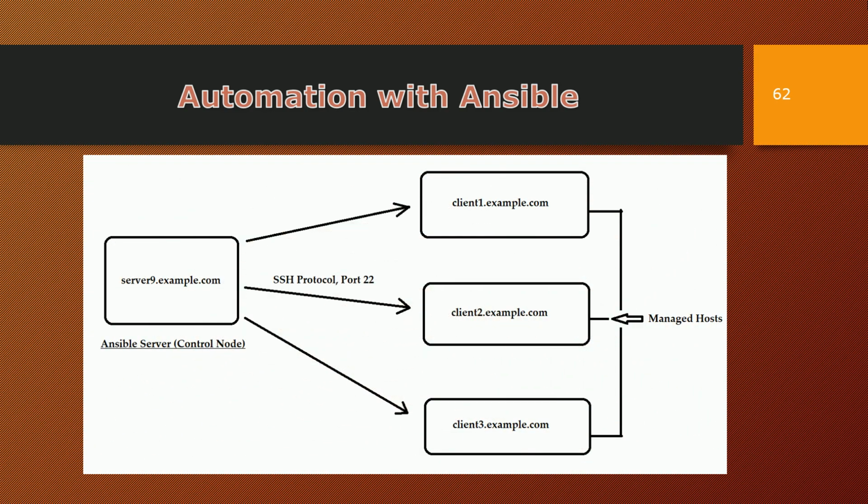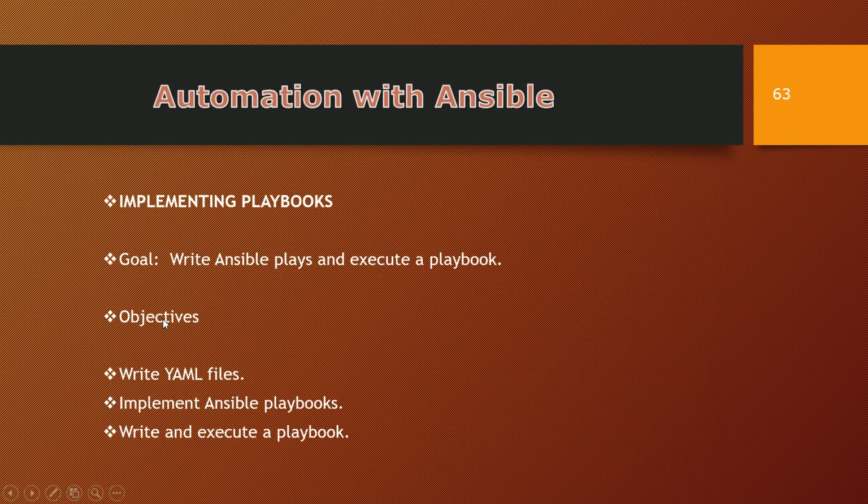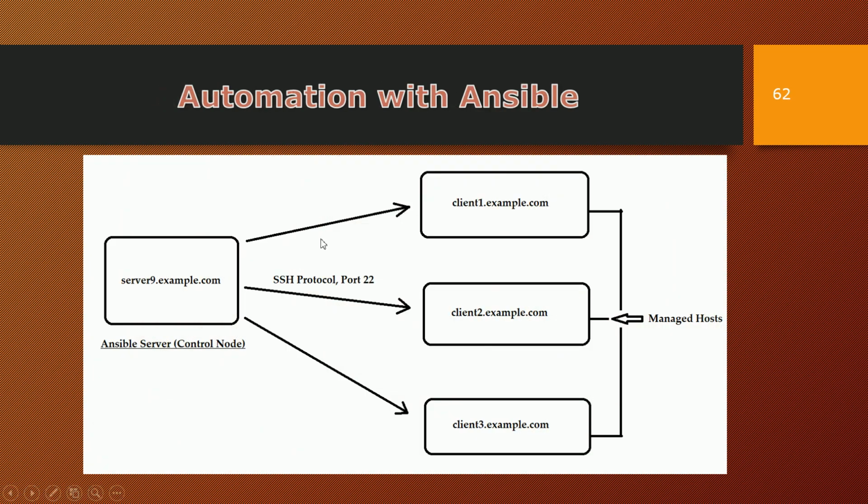In this example, I have taken a simple setup. This is my Ansible server, on which I am going to install Ansible, and these are my client machines: client 1, client 2 and client 3. These are my managed hosts. First I will show you how we can do the Ansible installation, and then how we can do the setup so that my Ansible server, or control node, will start communicating with all my client machines, and they can start doing the automation.